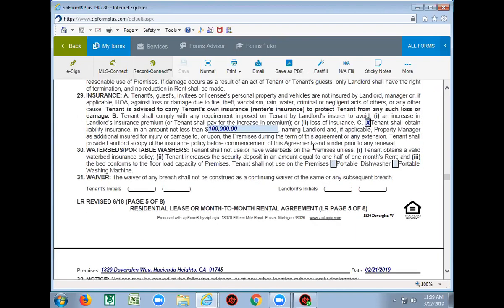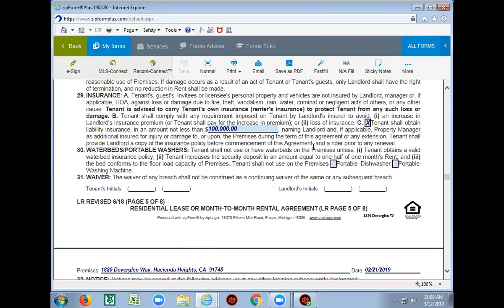29, insurance. That's also a cost if you're running a business; how is the insurance going to cover it? A tenant, guest, invitee, licensee's personal property and vehicles are not insured by the landlord. I do carry the fire insurance, but it's not going to cover any of your personal belongings, not your vehicle. So you have to manage, or the applicable HOA, against loss and damage due to fire, theft, vandalism, rain, water, criminal and negligent acts, and any other cost. Tenant is advised to carry tenant's own renter insurance to protect from any such loss or damage.